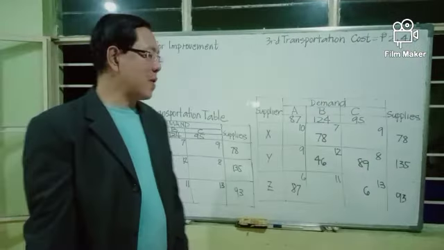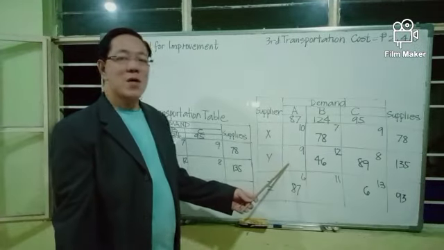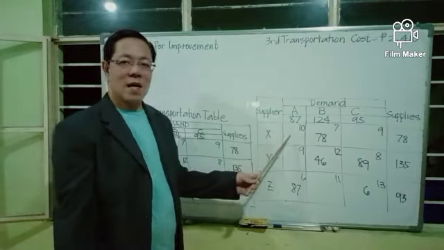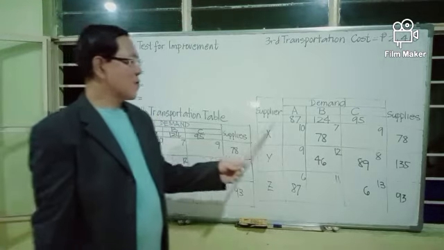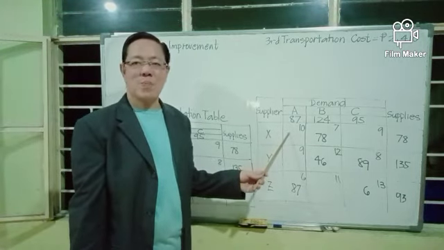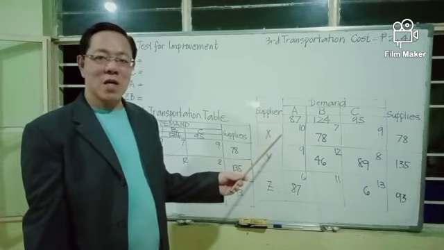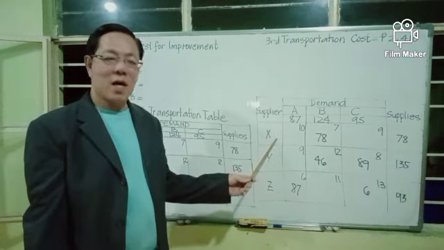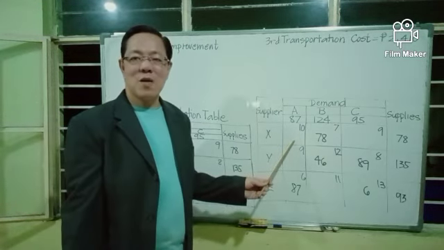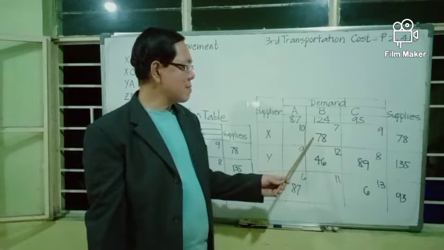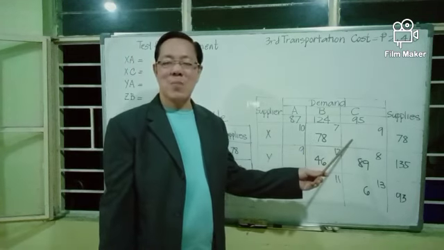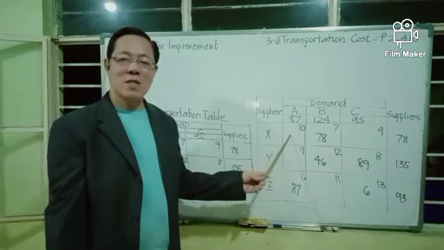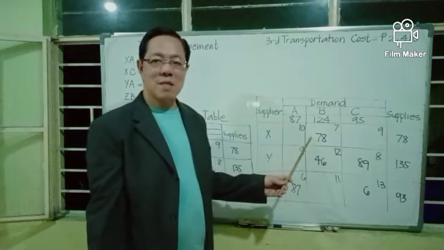Do the test for improvement for this third transportation table, beginning with this vacant cell XA. For the vacant cell XA, we trace a closed path starting with horizontal movement, and we cannot move horizontally to the left because this is supplier X. So from this vacant cell, we move horizontally to the right, and we do not move up to this cell because it is vacant. We move from this vacant cell XA horizontally to the right up to 78.